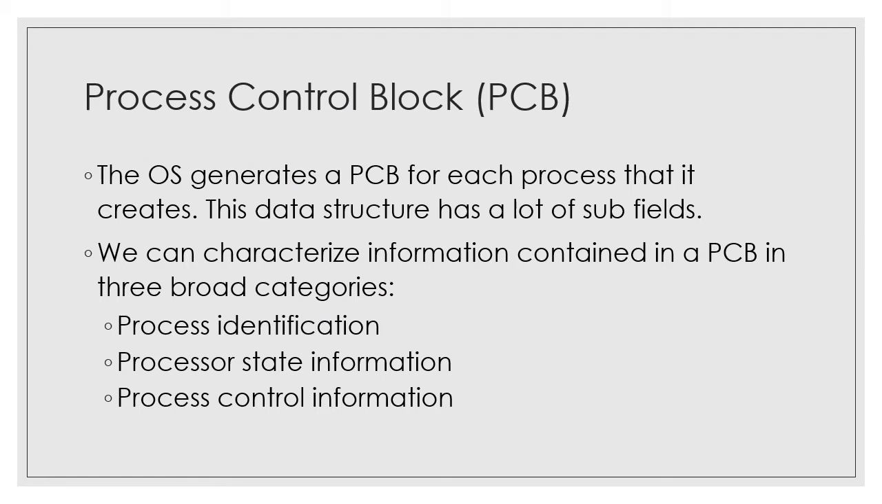Let us talk about process attributes. The OS generates a process control block or PCB for each process that it creates. This data structure has a lot of subfields. We can characterize information contained in a PCB in three broad categories: process identification, processor state information, and process control information.